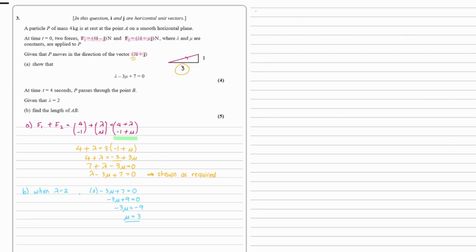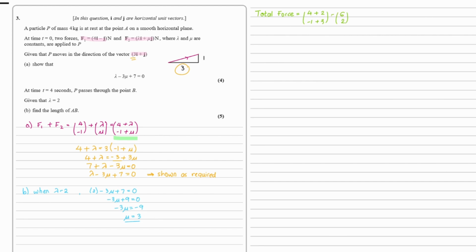Now that we know mu and lambda, we can now find the resultant force, or the total force, by substituting it into what we got in part A. So if we just do 4 plus the lambda, which is 2, and minus 1 plus the mu, which we found to be 3, this gives us 6 and 2.